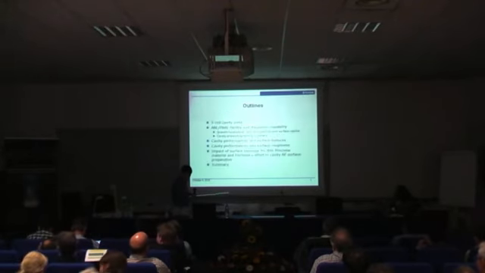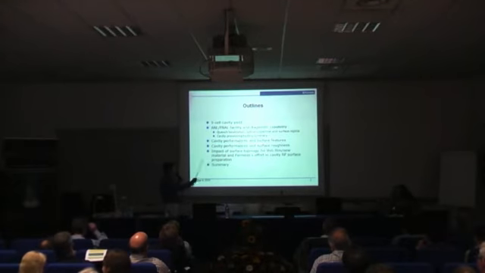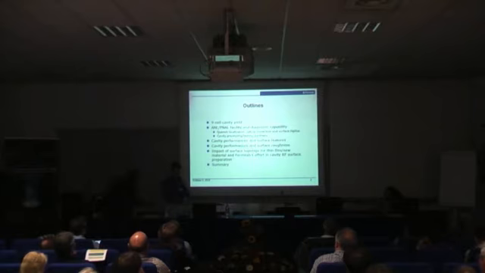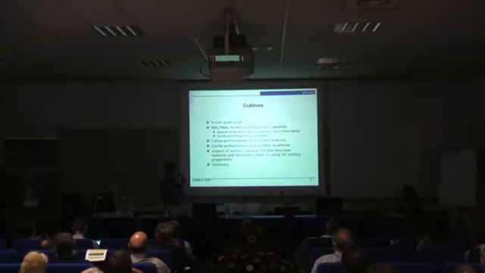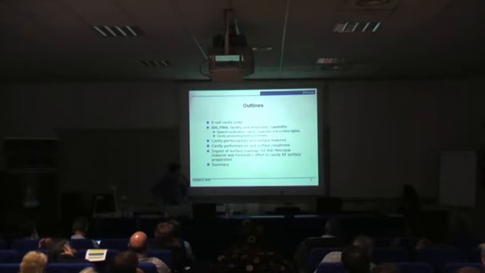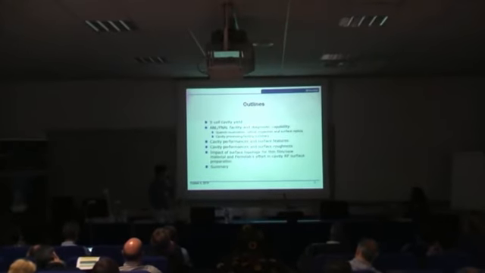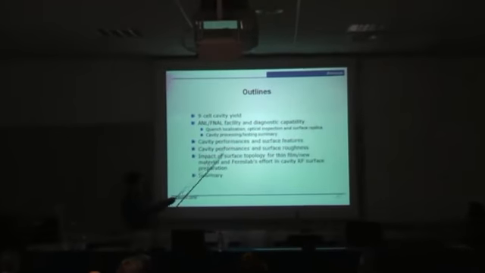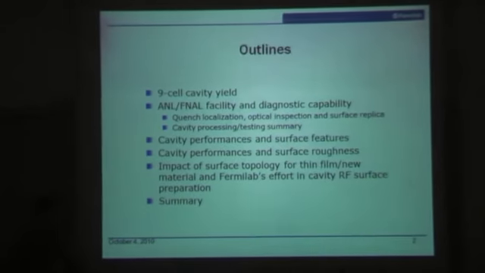Let's go directly to the outlines. First, we will show the 9-cell cavity yield, which is the motivation for those studies, which is we're doing quench studies. And now I'm going to show briefly, quickly, Argonne and the Fermilab joint facilities about cavity processing and our diagnostic abilities. Most importantly, among them are the surface replica. And I will briefly show the cavity processing testing summaries we have. And the most important, interesting results I want to show you is cavity performance and the surface features we have tried to correlate.